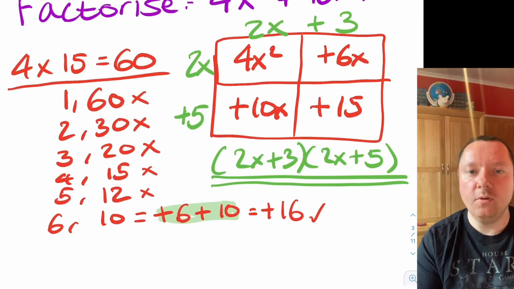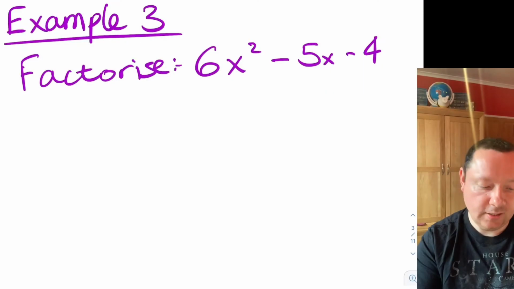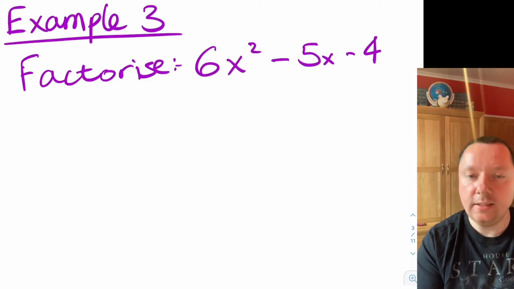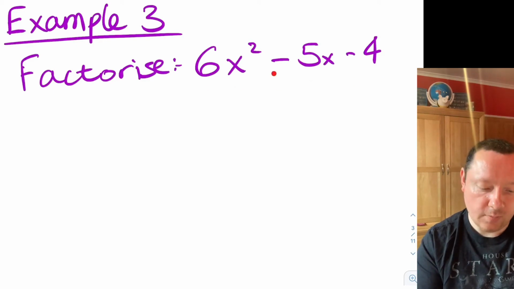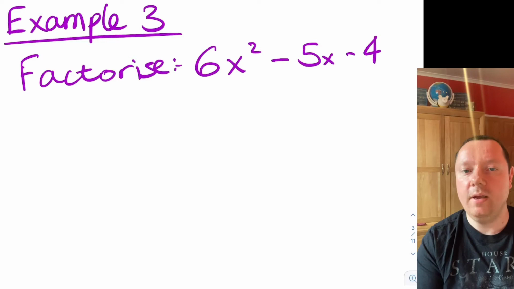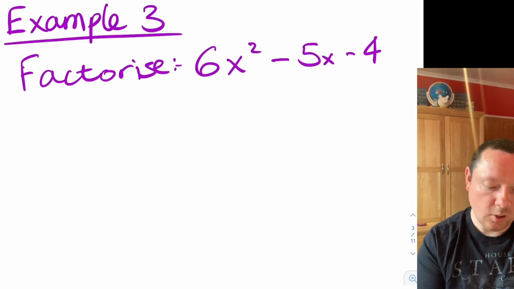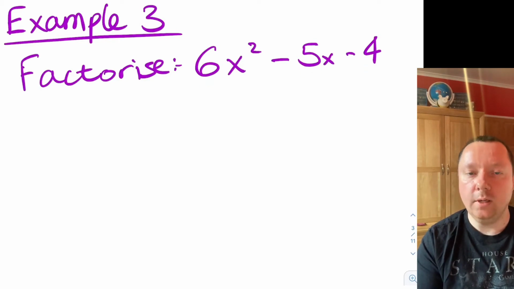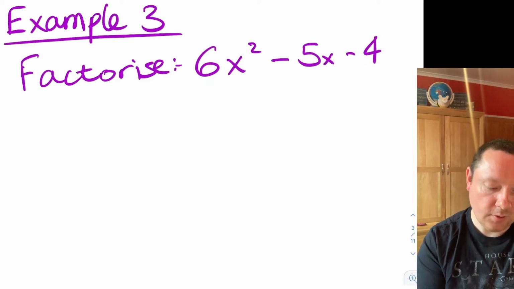Okay, let's move on to another example. Example 3 says, factorise 6x squared minus 5x, take away 4. You'll notice this time there's some minuses being introduced, so we'll have to be very careful of our signs, but other than that, the method is exactly the same. So we check for a common factor first. There's no number that goes into 6, 5 and 4, so we can move on and times 6 by minus 4, because now this is negative.